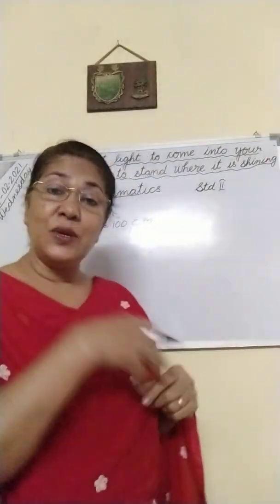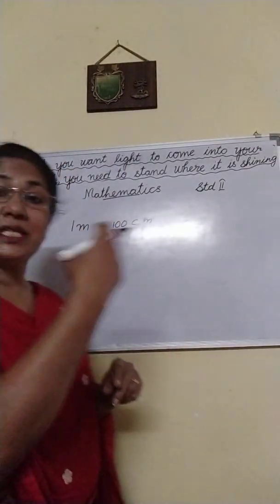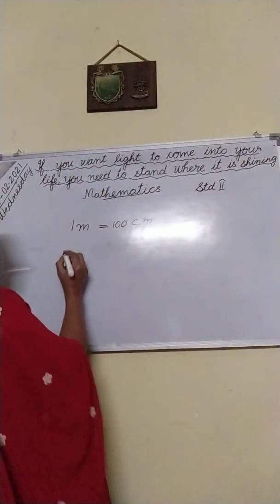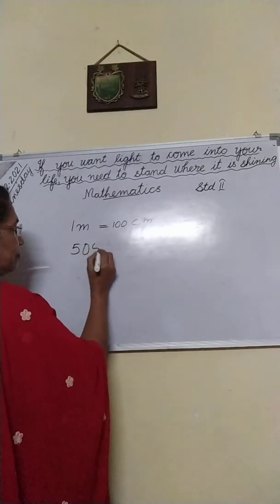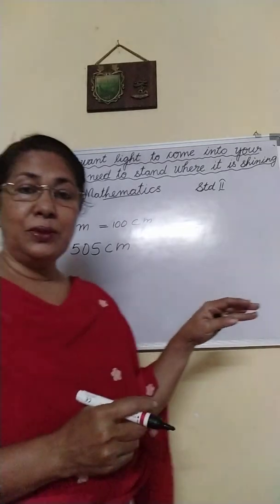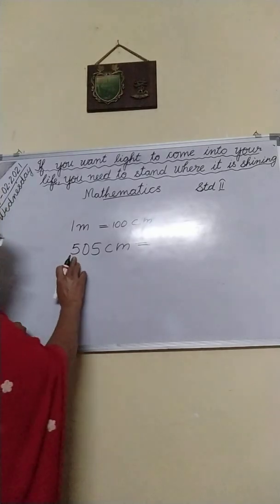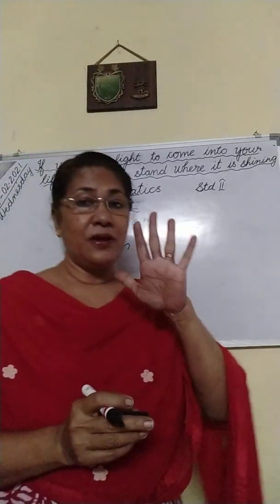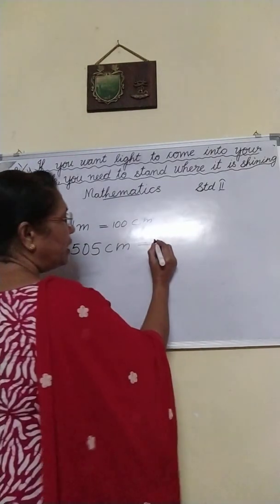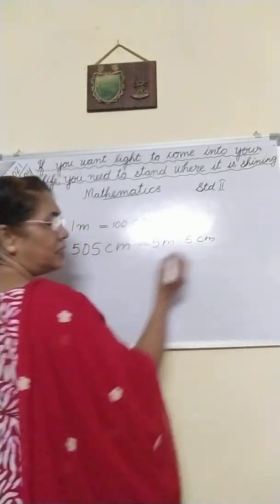Now let's try to convert this into meters and centimeters. Convert means to change. Change into meters and centimeters. 505 centimeters. This you have to convert into meters. Let's see. Now this is 500. That means 500 means 5 meters and 5 centimeters. So how many meters? Yes, 5 meters and 5 centimeters.